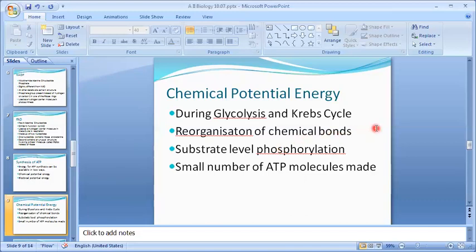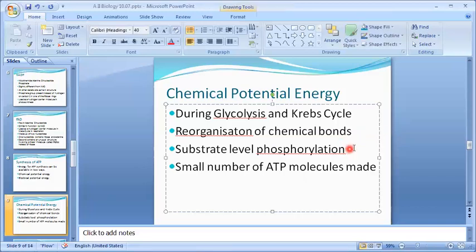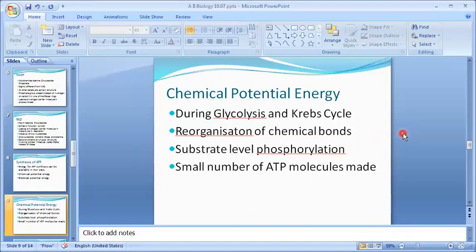So remember that it is phosphorylation of ADP, because a phosphate group is going to be attached to ADP and that is going to result in the formation of ATP. And wherever there is phosphorylation of ADP, meaning the formation of ATP using chemical potential energy, that type of phosphorylation is called substrate level phosphorylation. Okay, so I hope it's clear now. So this was all about chemical potential energy. We have seen that a very small number of ATP molecules are made using this chemical potential energy, which is released during glycolysis and Krebs cycle.